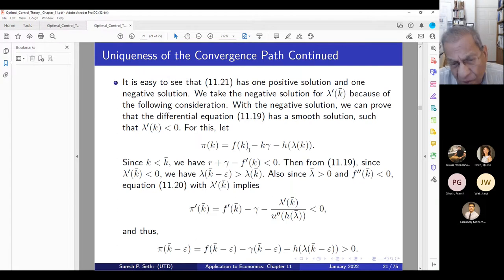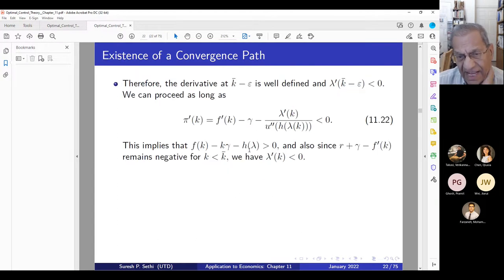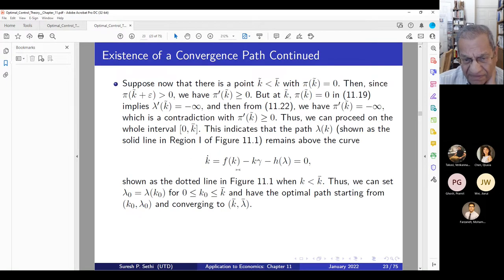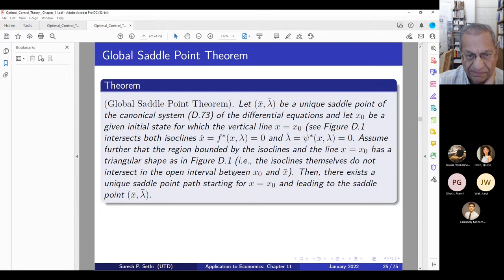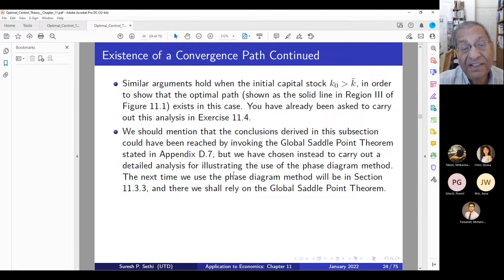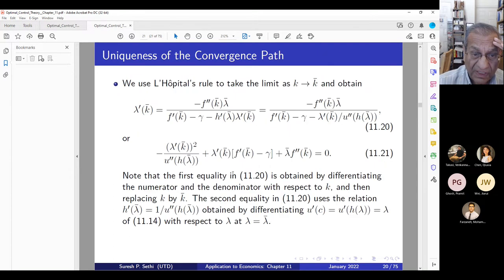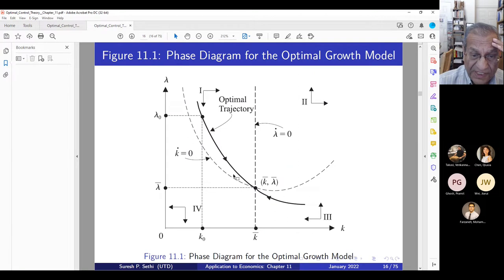And so that's a long way of saying that there is a path from lambda bar k bar, and the path is smooth, all derivatives exist, and we can solve the differential equation. There exists a solution of this differential equation. So what we show instead is there's a solution of the differential equation beginning here like this. And once you have this, for any k0, I can find the lambda 0 on that path and go this way. Okay, so that's the idea.